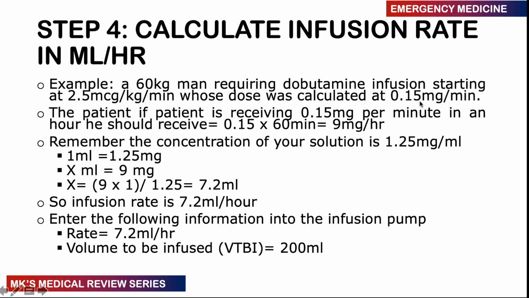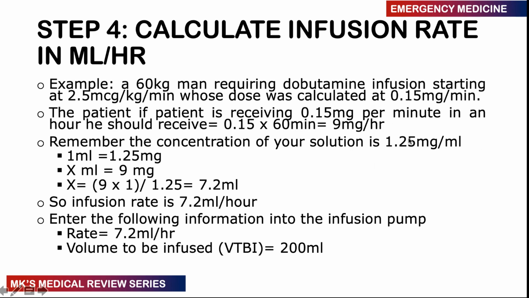So remember, if they are receiving 0.15 milligrams in 1 minute, how much will they receive in 1 hour? You multiply that by 60 because there are 60 minutes in an hour. So 0.15 by 60, they should receive 9 milligrams in 1 hour. Remember, what we're aiming to calculate is how many mils per hour we are supposed to give. So in 1 hour, this patient must receive 9 milligrams.